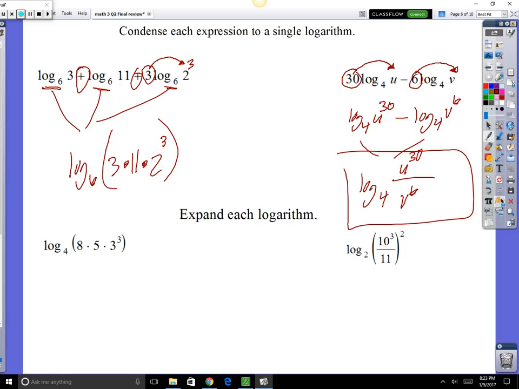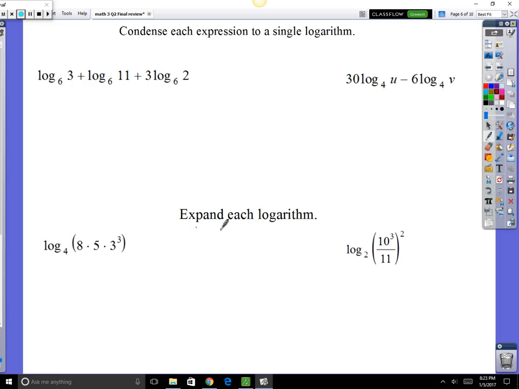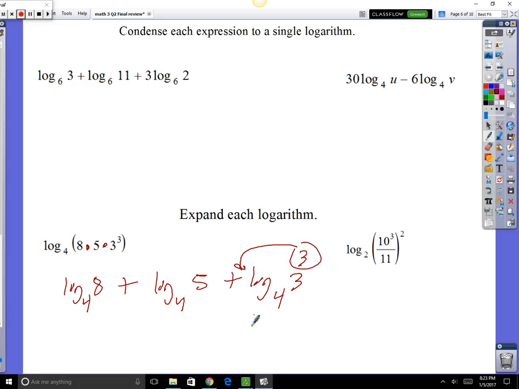Okay, now we're going to go backwards. We're going to take one single log and expand it into several logs. So multiplication is linked with addition. So it's going to be log base 4 of 8 plus log base 4 of 5 plus log base 4 of 3 cubed. But you got to go one more step. This one's not done. You've got to take the exponent and put it out front. So it's going to be 3 times log base 4 of 3 plus these other 2 guys.